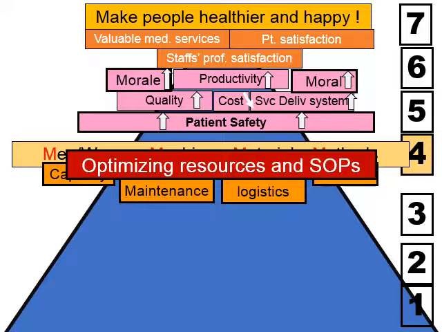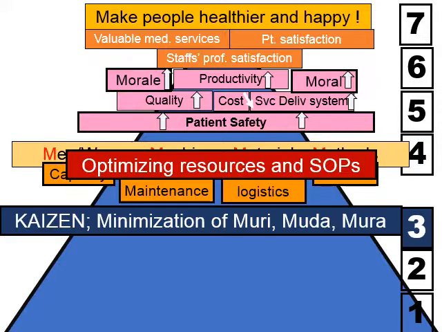Hospital resources and work methods are the essential foundation for achieving 7 managerial targets. We need a mechanism to seek optimization of them. How can we optimize the condition of resources and work methods? Practice of Kaizen is necessary at all areas of hospital services.